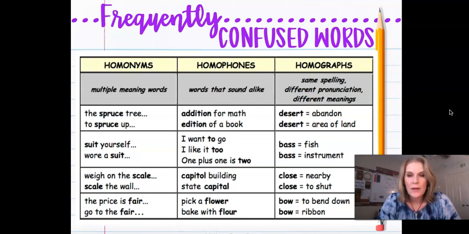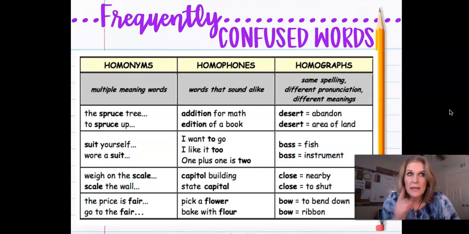Let's talk about our homographs. Remember, these ones have the same spelling, but different pronunciation, different meanings. So they sound different. Here is desert. That means to abandon. If I desert you on the side of the road, I've left you there, right? Or desert. We live in the high desert. It's an area of land. Bass. It's a type of fish. Bass. It's an instrument with 4 strings, kind of like a guitar.